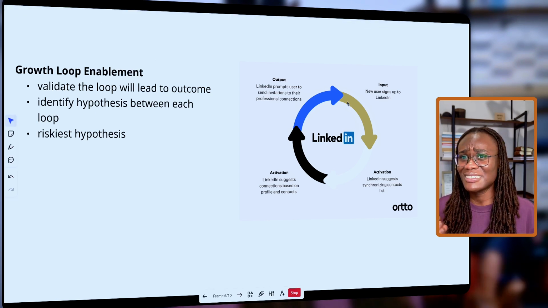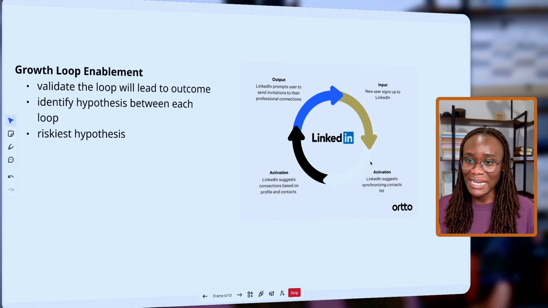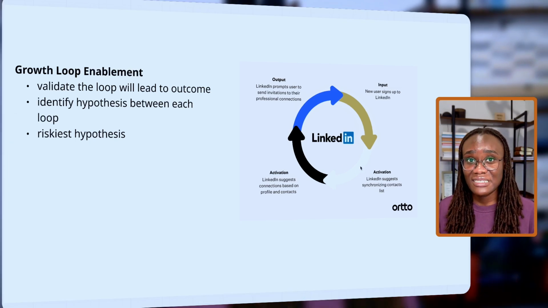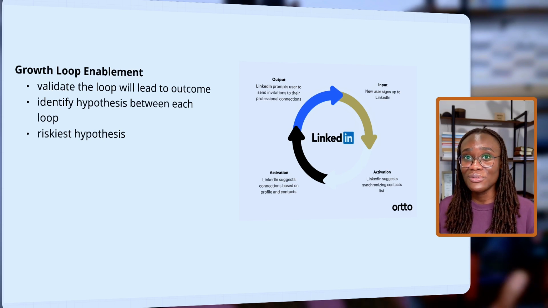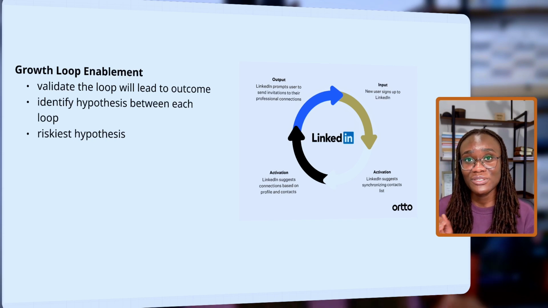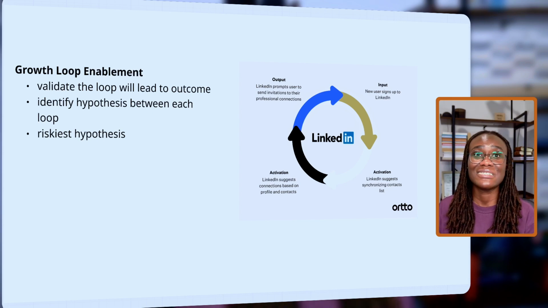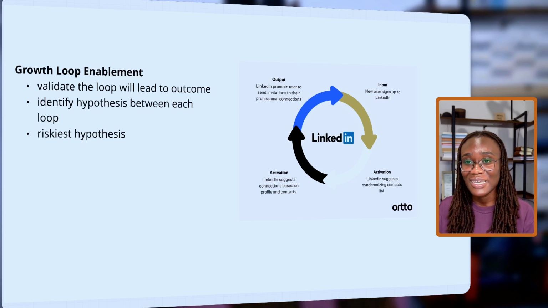In LinkedIn, when a user signs up for the first time, the user is activated when they make their first connection. LinkedIn suggests that they synchronize their contacts list. LinkedIn will tell users that based on the contacts on their phone, they are going to suggest connections based on user profiles and their contacts. But what this does is it prompts the user to send invitations to some professional connections such that those are also led back into LinkedIn to accept those connections. That is a typical example of what a growth loop looks like.